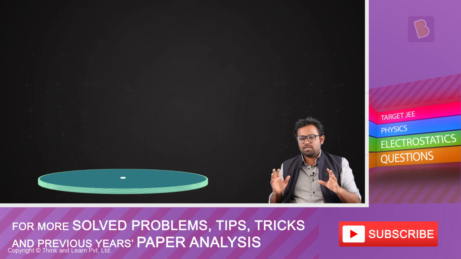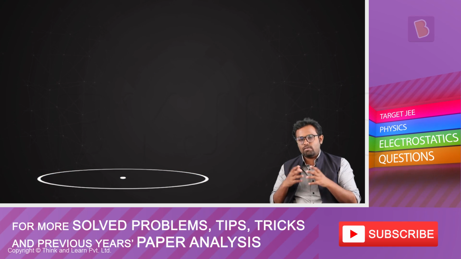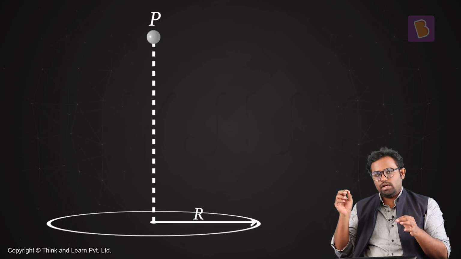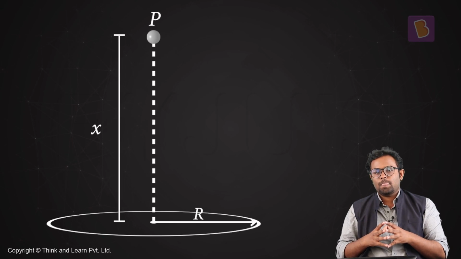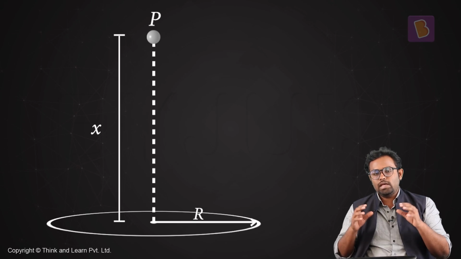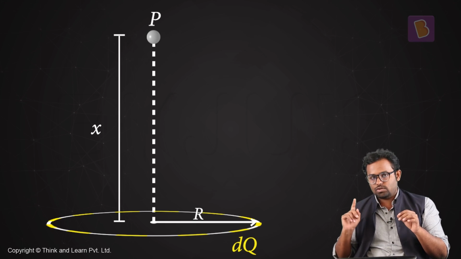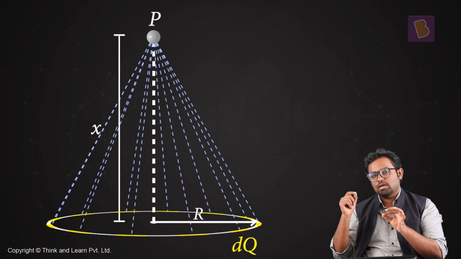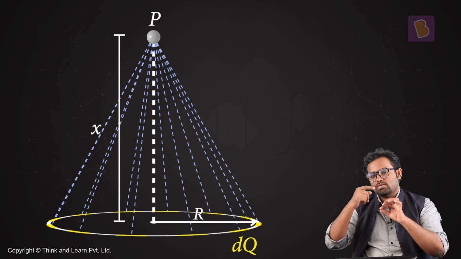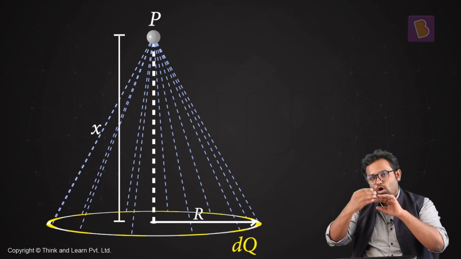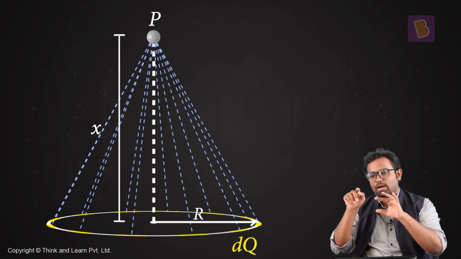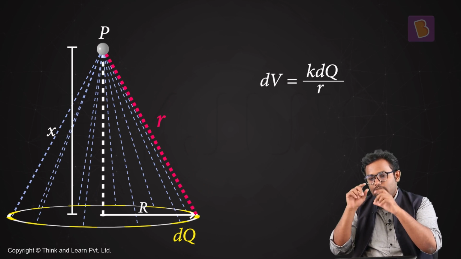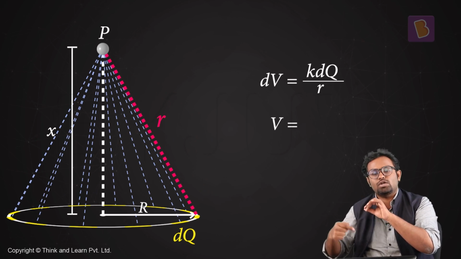Now, when I look at a disk, the first thing I remember is a ring, right? When you have a ring, the electric potential at any point on the axis at a distance of, let's say, x from the ring is very easy to find out, because all those charges which are there on the ring are equidistant from that point, right? And so whenever charges are equidistant from a point, you can simply add all the charges, right? So KQ by R is the formula for a point charge. You can just make that formula K sigma Q by R when the charges are equidistant from a point.